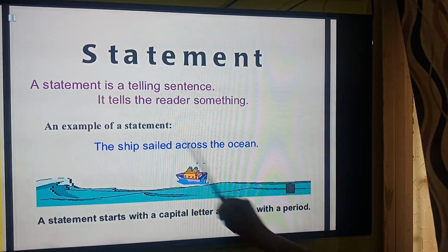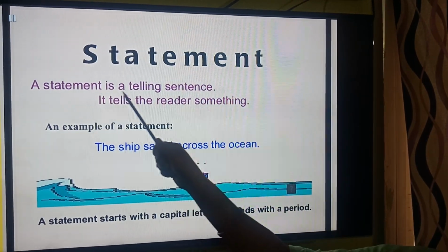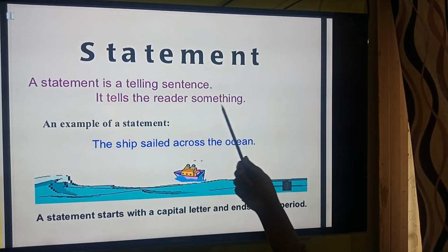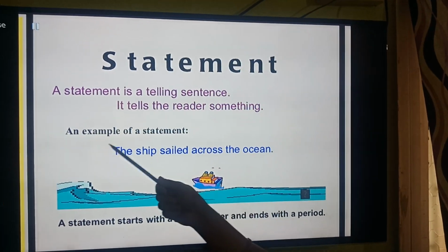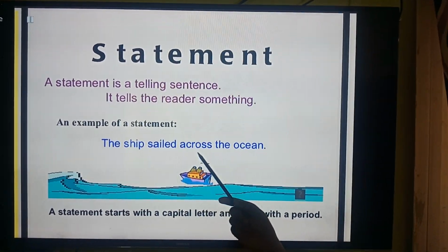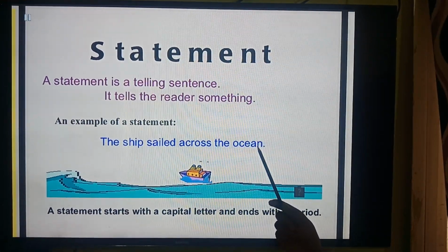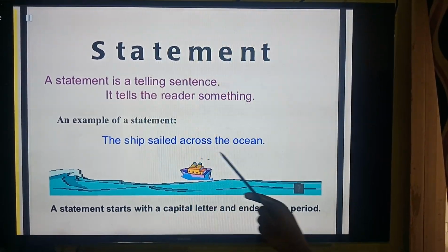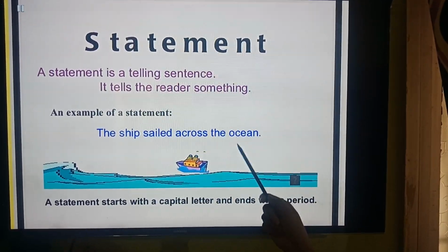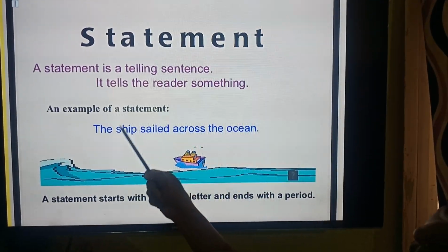Statement. A statement is a telling sentence. It tells the reader something. An example of a statement: The ship sailed across the ocean. Here, children, this sentence is telling something. It is giving information about the sea.